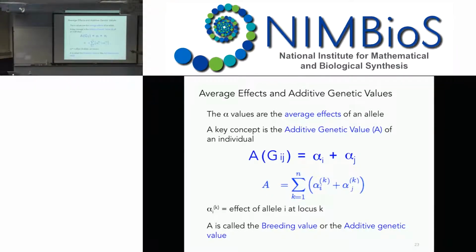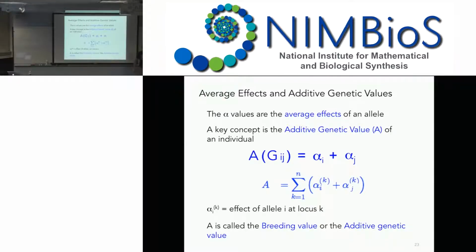So the key here is that my G value, I don't give all that to my offspring. What I give are single alleles. So what I pass on to my offspring is something called the average additive genetic value. It's also called the breeding value. To compute that, suppose I have allele I and allele J at a locus in me. The breeding value for that locus, the additive genetic value for the locus, is just the average effect of allele I plus the average effect of allele J. If I sum over all loci, that gives this thing called the breeding value, or additive genetic value.